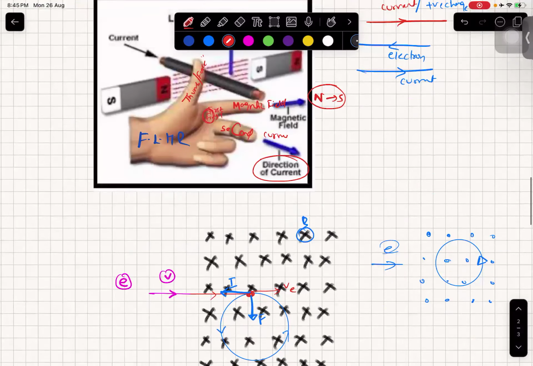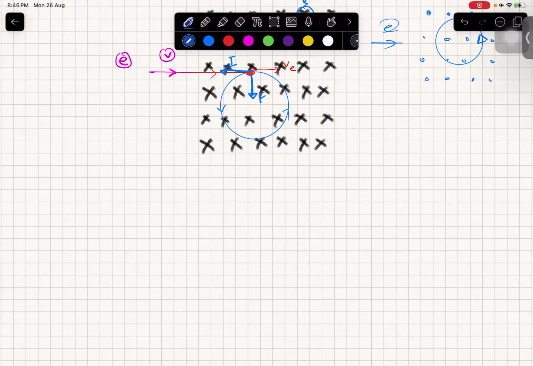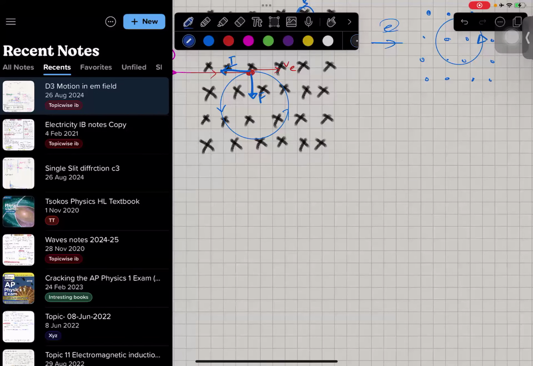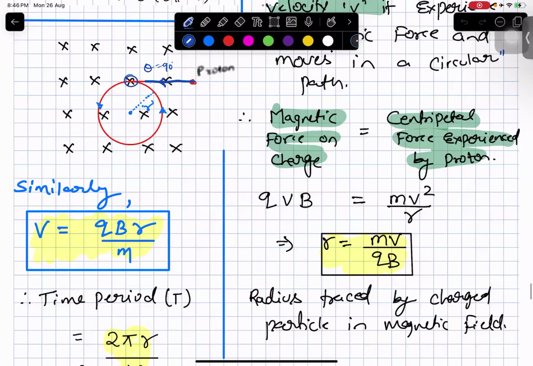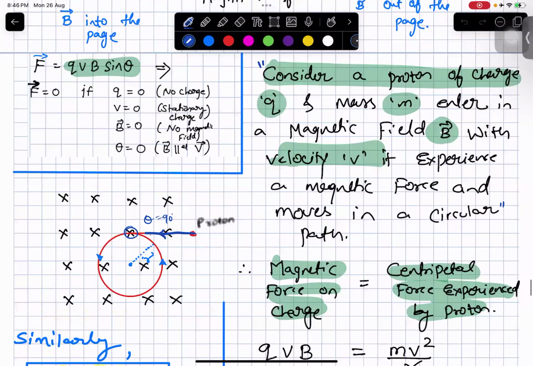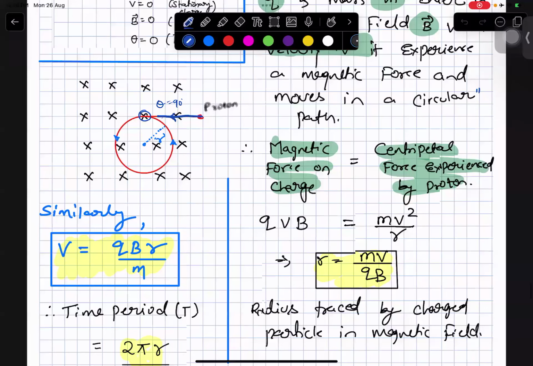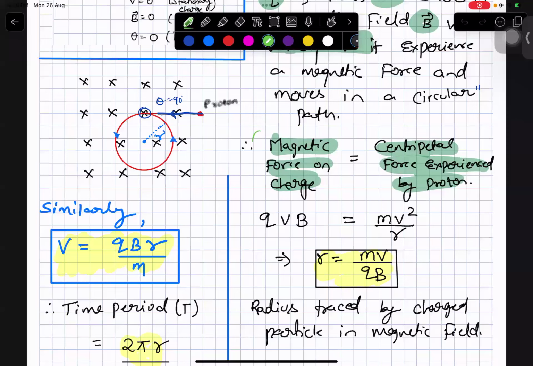Okay, so that was this part. Can you copy down this thing? Since it is moving in a circular path, the net force will be the centripetal force, right? Which is coming from the magnetic force. I'm going to equate qvB to mv square upon r, right? So write this down.